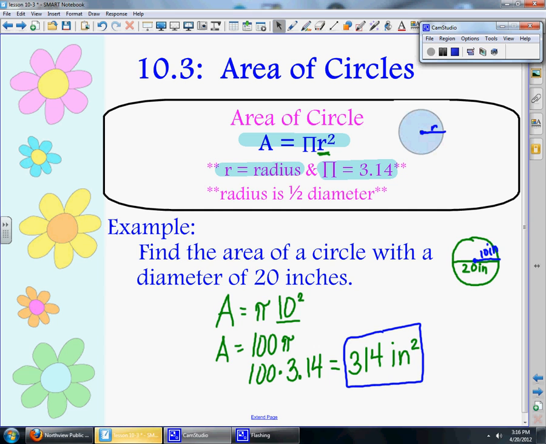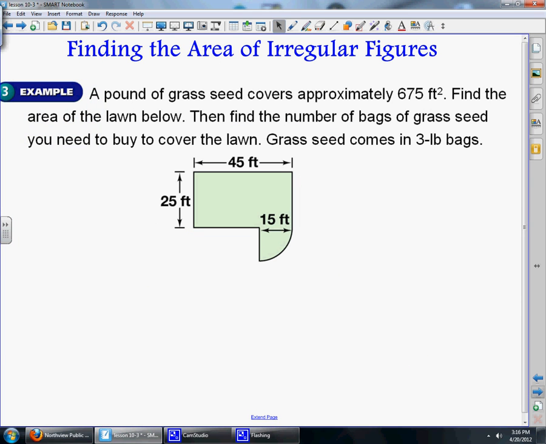So let's try a problem that's a bit more complicated. This has many steps to it. First let's read the problem. It says a pound of grass seed covers approximately 675 feet squared. Find the area of the lawn below. So right away we know we're going to find the area of the lawn. Then we want to find the number of bags of grass seed we'll need to buy to cover the lawn.